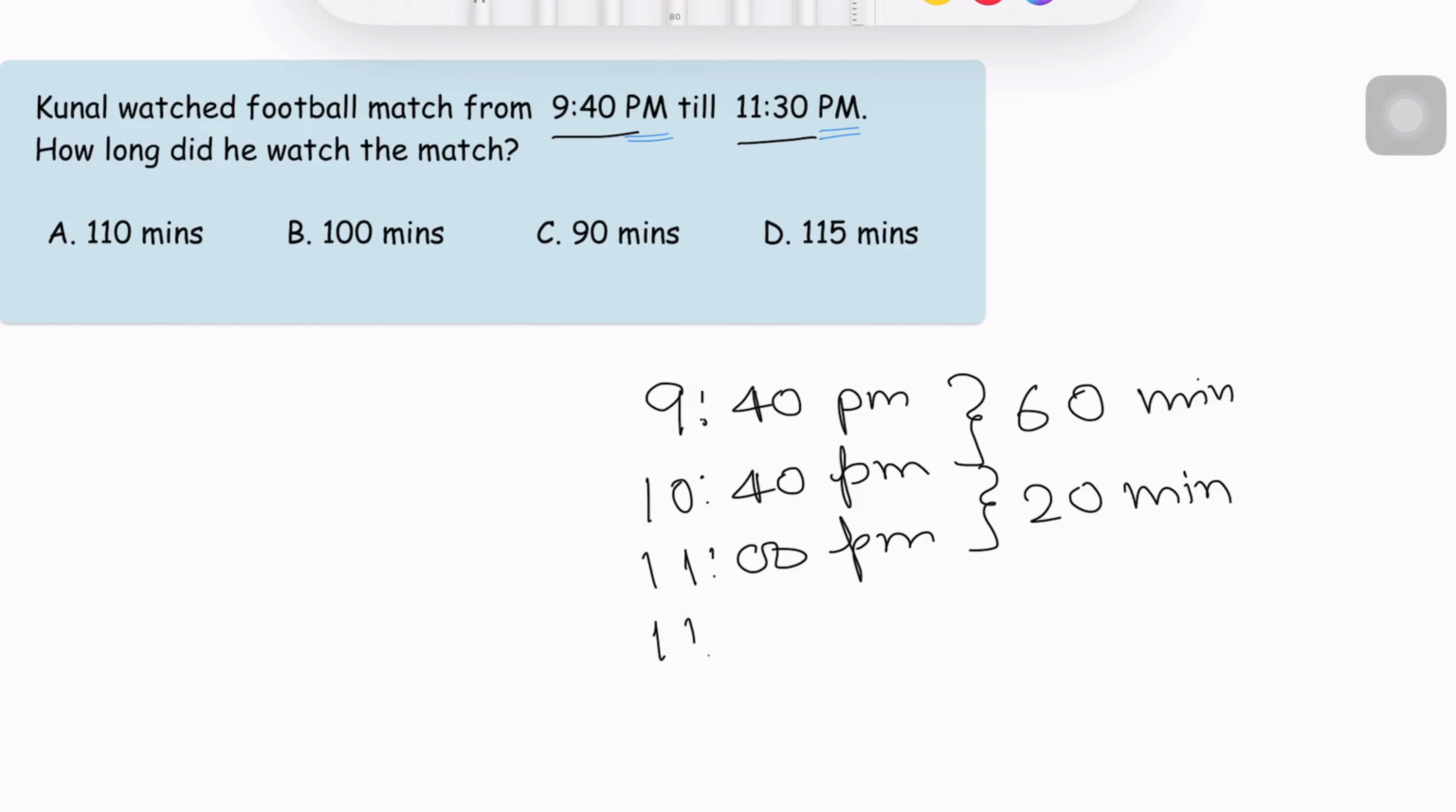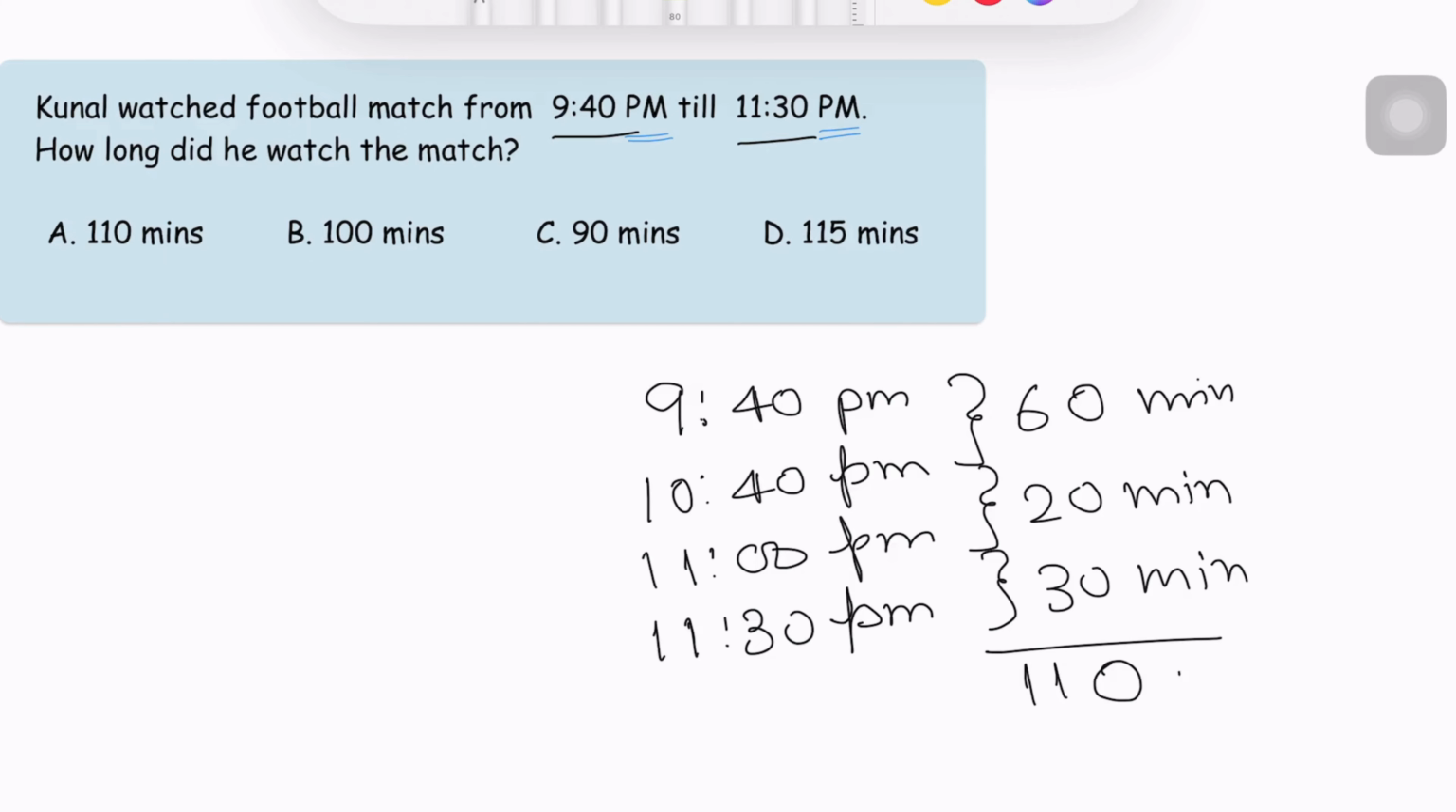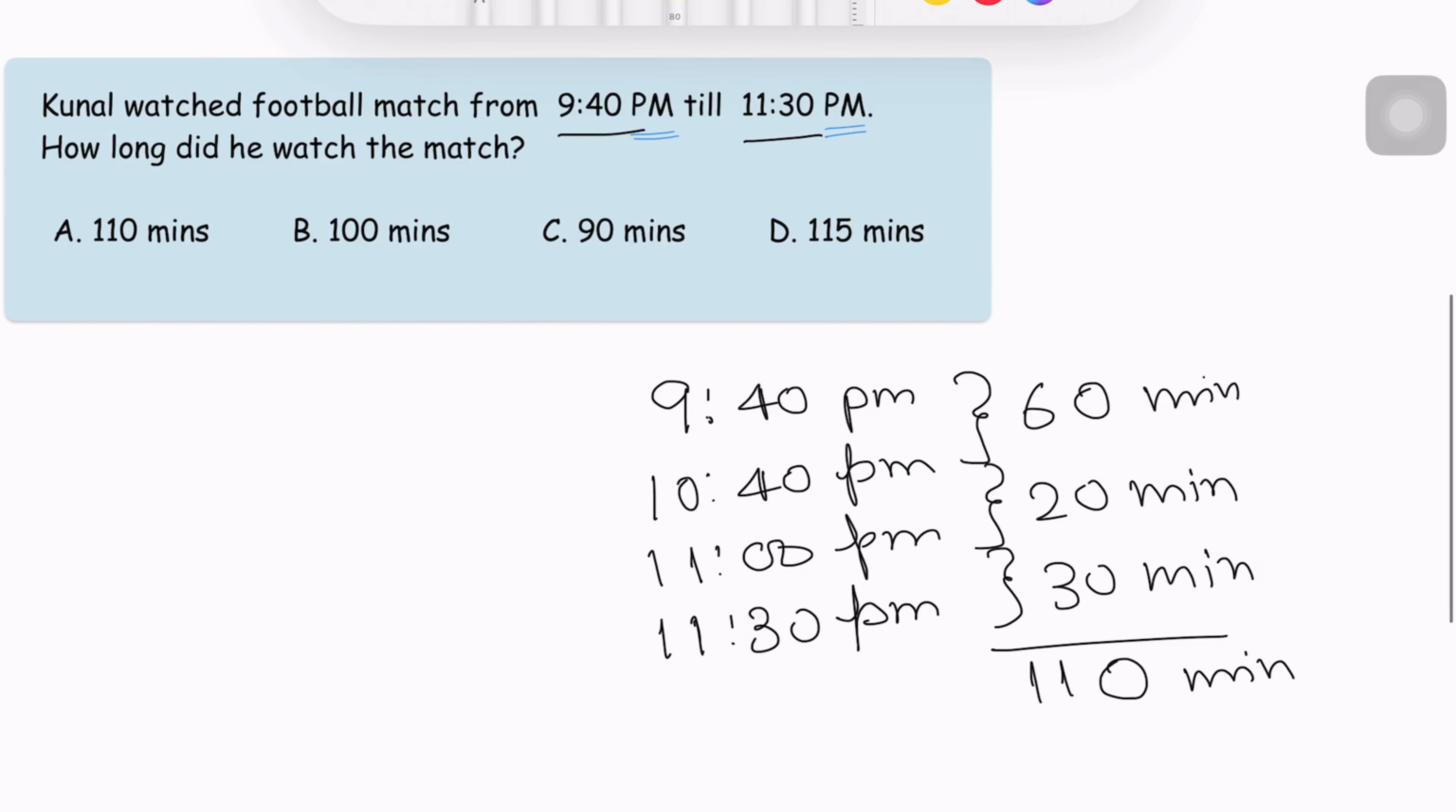Then from 11 to 11:30 p.m. is 30 minutes. So in total he watched for 60 plus 20 plus 30. So let's add: 6 plus 2 is 8, 8 plus 3 is 11, so 110 minutes. So option A is the right answer, that is 110 minutes. If you got this answer 110, then you can give one score to yourself.